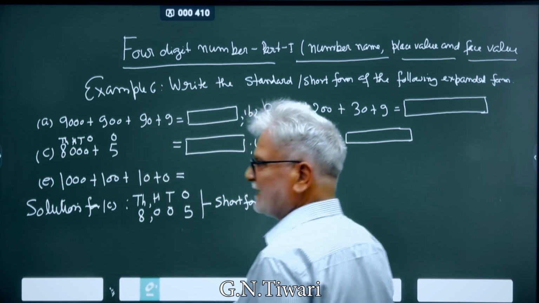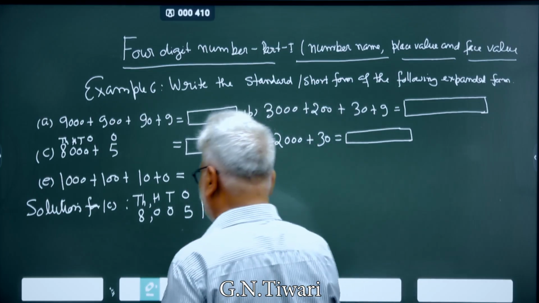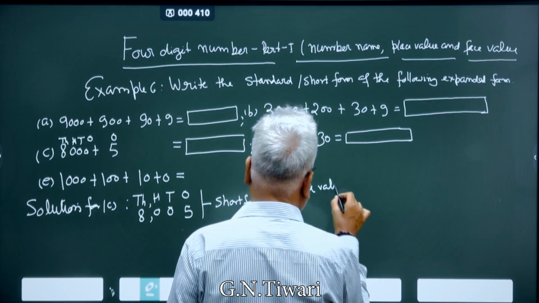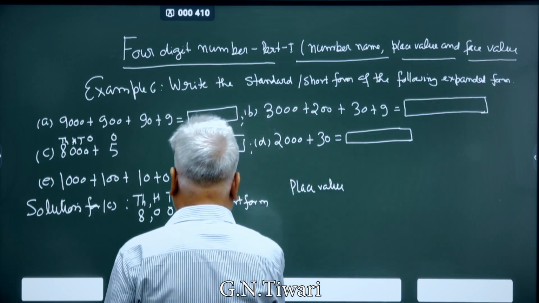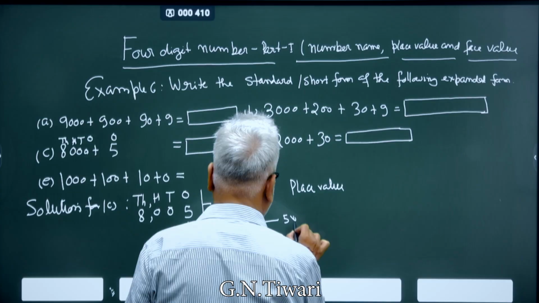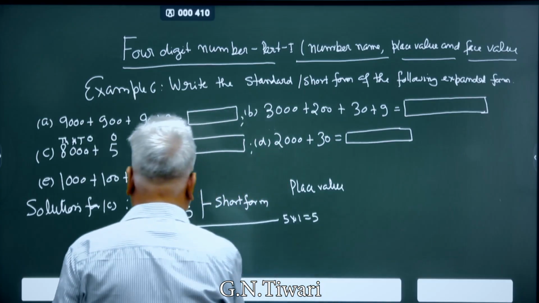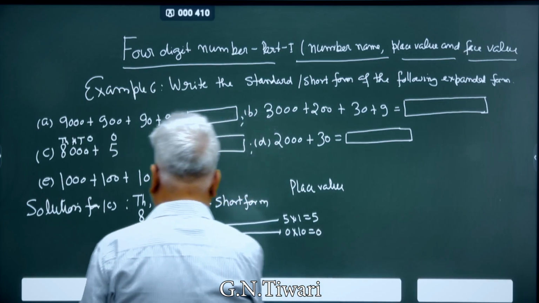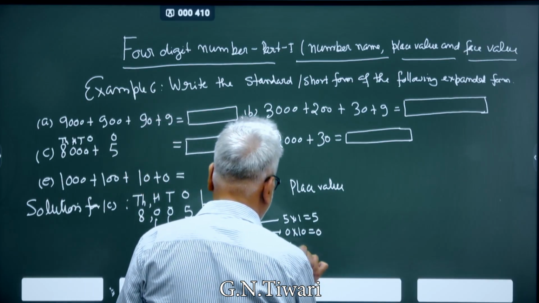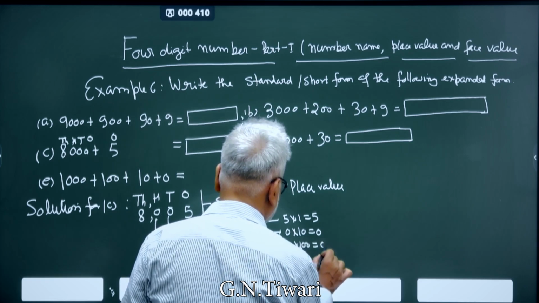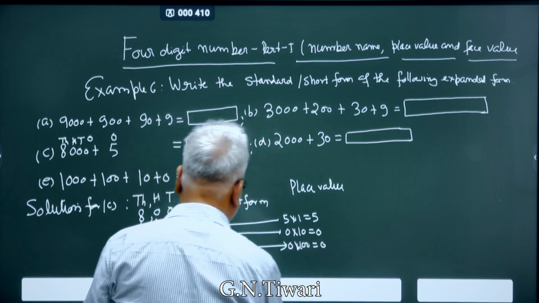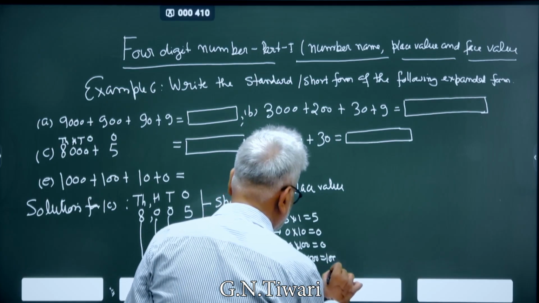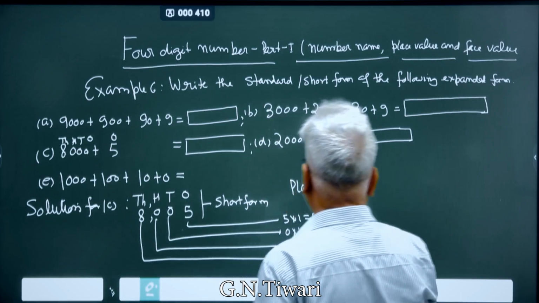Expanded form is here given, and if you want to write the place value of 8, so place value... अब देखिए 5 का क्या होगा? 5 into 1. इस 0 का क्या होगा? 0 into 10. This 0 into 100. 8, it will be 8 into 1,000. Very important. Face value.